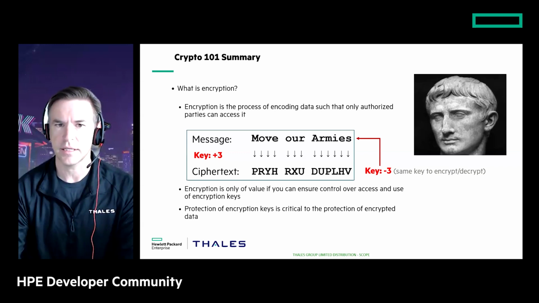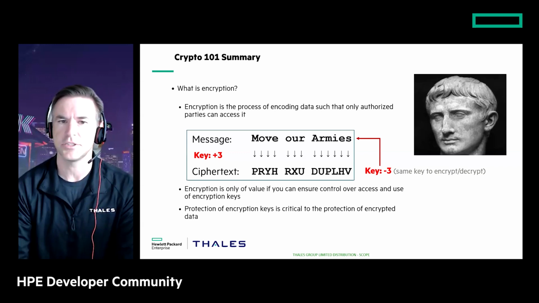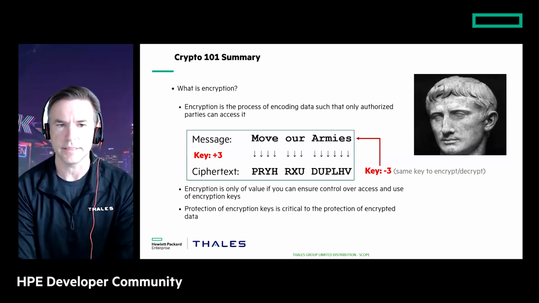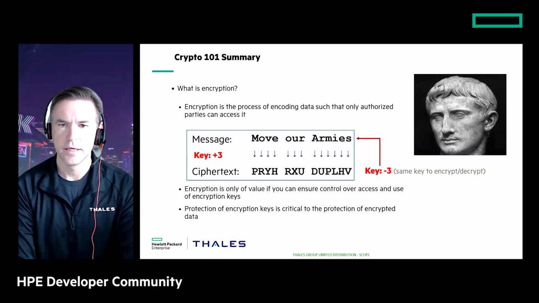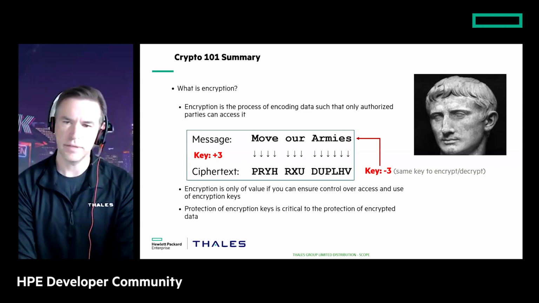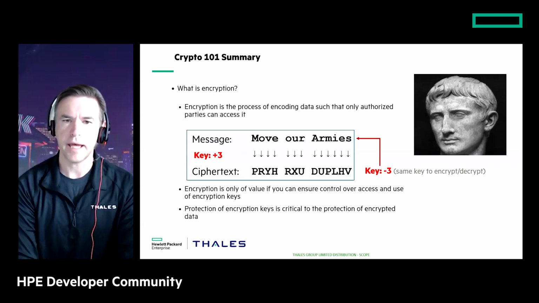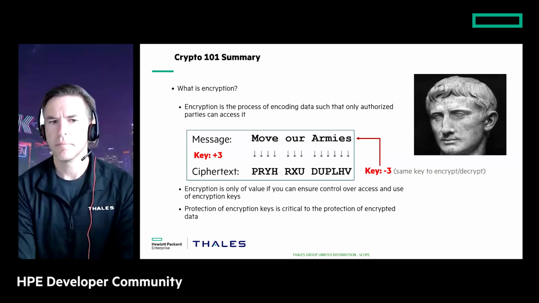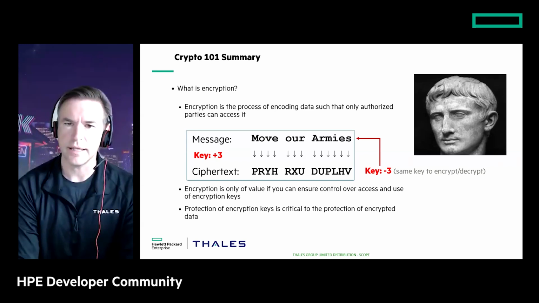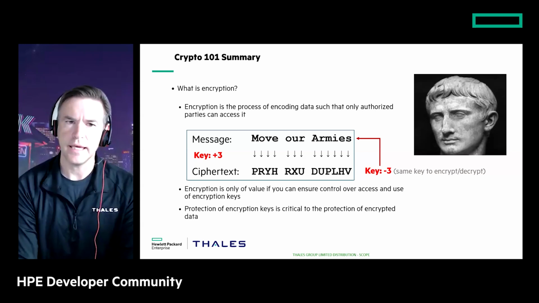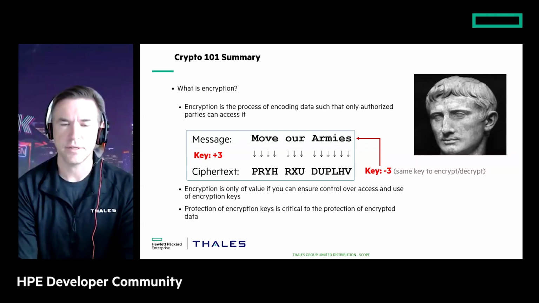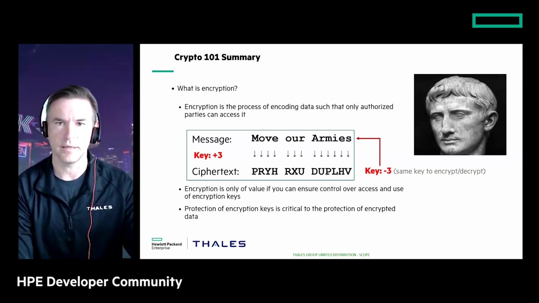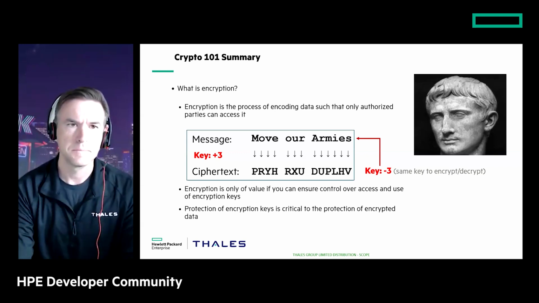So this is a very simple example, but if you can imagine the key as being an algorithm and a 256-bit key like today, you can see that without the key, you can't read the message. But you can also see that keeping that key a secret and controlled is critical to ensure that your data is safe, right?